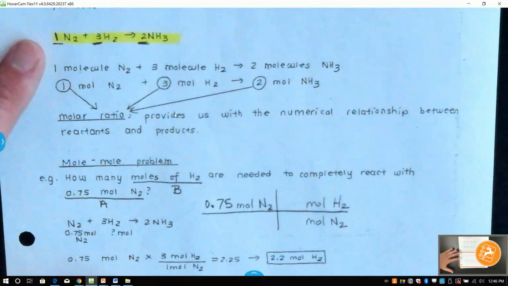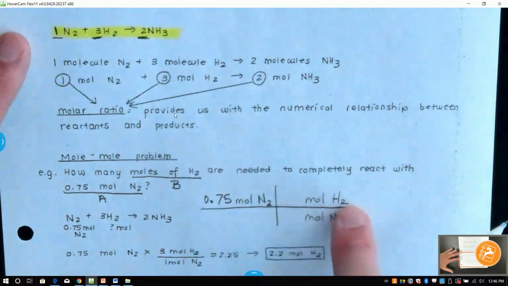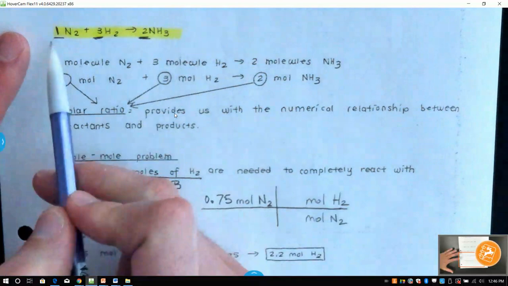Speaking of, what were these coefficients? What is the coefficient, guys, for H2? So we look up at the balanced formula.